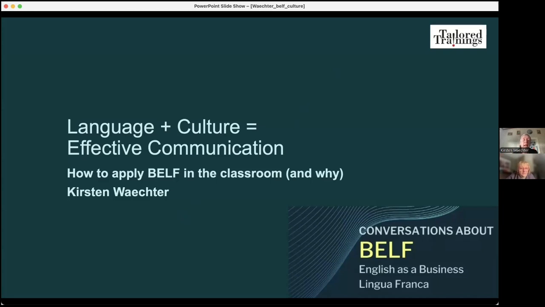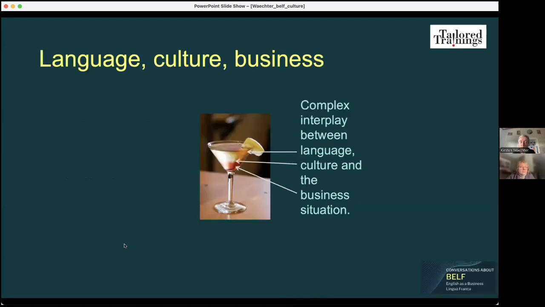So this is based on the article that I think Katrin shared, which I did a few years ago, Language and Culture and How That Equals Effective Communication. And that's basically what we're going to talk about.